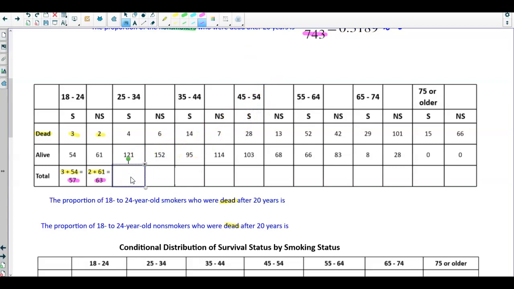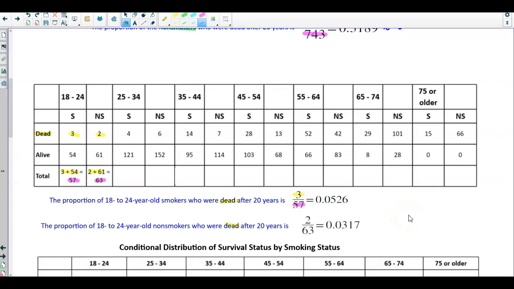Okay, so the question is asking for the proportion of 18 to 24-year-old smokers who were dead after 20 years. Well, we know that the number we have here is 3. We know that the column total of that age group is 57. So 3 divided by 57 gives us 0.0526.